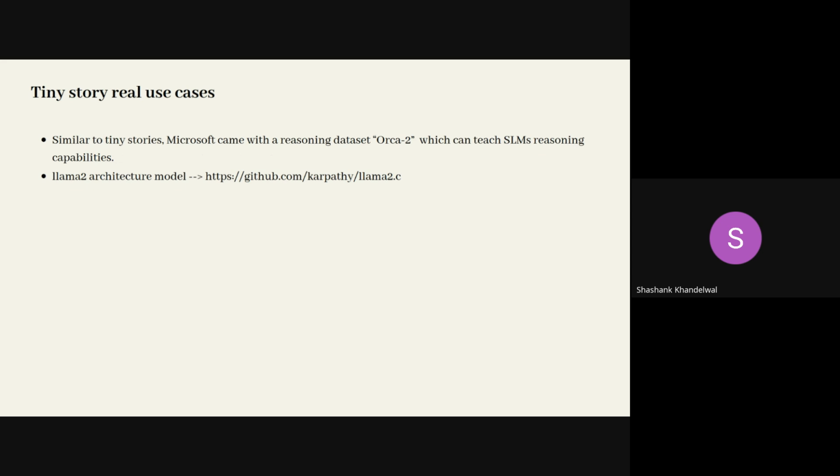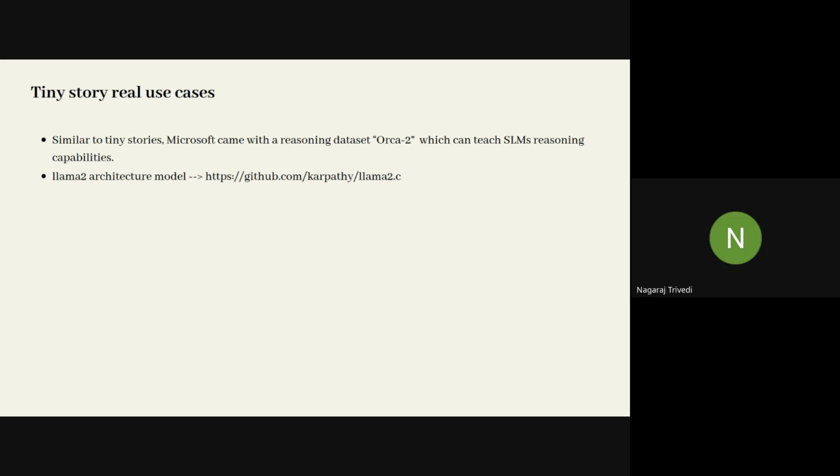So there are actually a lot of use cases of TinyStories, but I want to highlight two things because these are recently a very famous thing. Similar to TinyStories, Microsoft also came with a reasoning data set, which is Orca 2. Using this Orca 2, you can train the SLMs and increase their reasoning capabilities. In some of their research, they claim that the reasoning can even beat the GPT-4 reasoning.